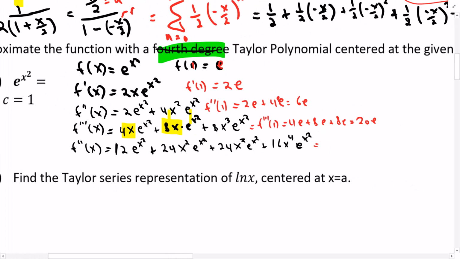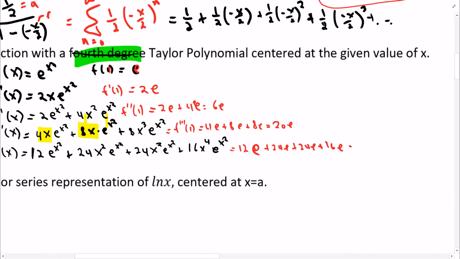And when I plug in 1 to the fourth derivative, we get 12e plus 12e plus 24e plus another 24e plus 16e, which is 48, 50, 60 plus 16, 76e. Right, so these are basically going to be the coefficients. These are the derivatives evaluated at 1.